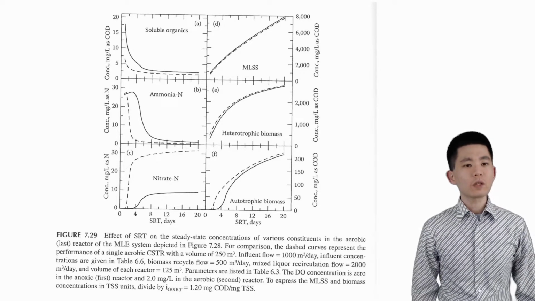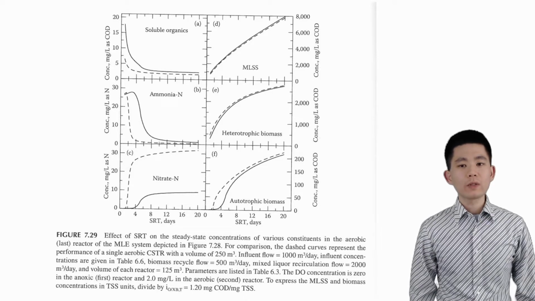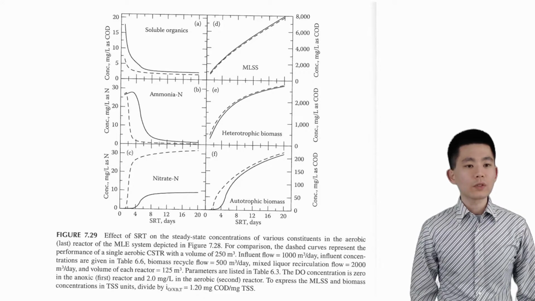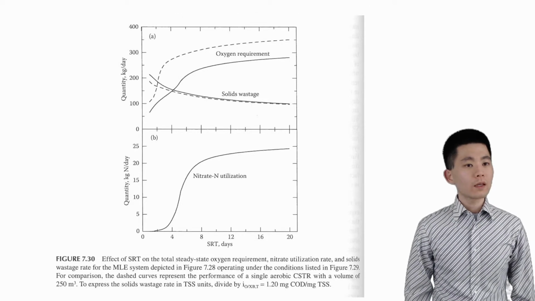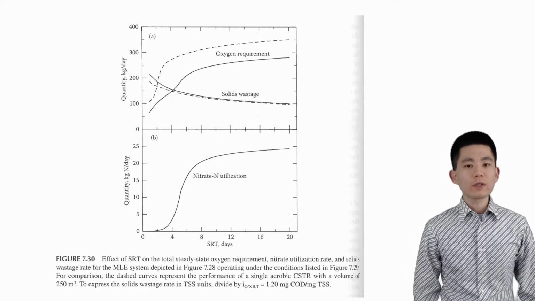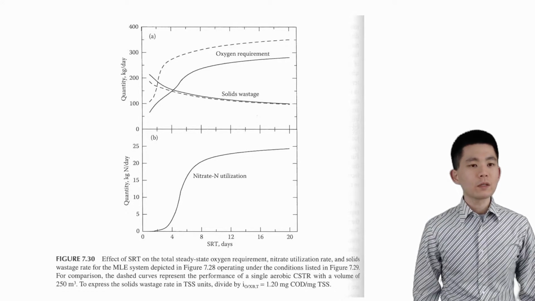Also, some soluble organic carbon is removed through denitrification, where nitrate is used as electron acceptor. This does not generate as much free energy as when oxygen is used as electron acceptor, resulting in slower growth. Again, a lower oxygen requirement is observed in the MLE system because nitrate is used as the electron acceptor in the anoxic zone.